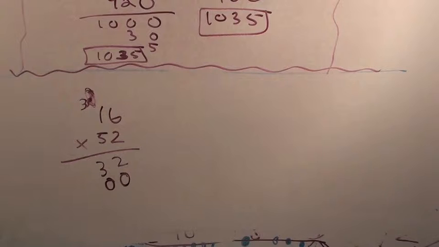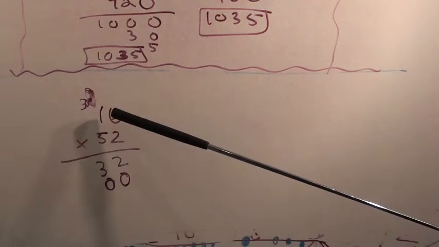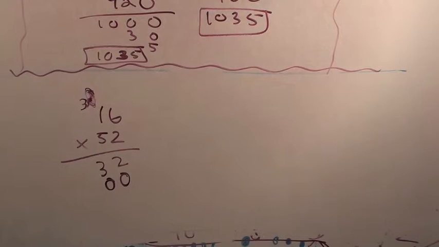And then we do 5 times 1 plus 3. What is that? It's 8. Okay. We put the 8 down by the 2 zeros. Okay. So what do we have to add? What 2 numbers do we have to add now? 32 and 800. Okay, what is that? 832. Okay, great job.